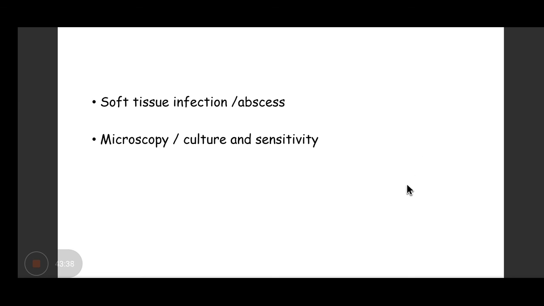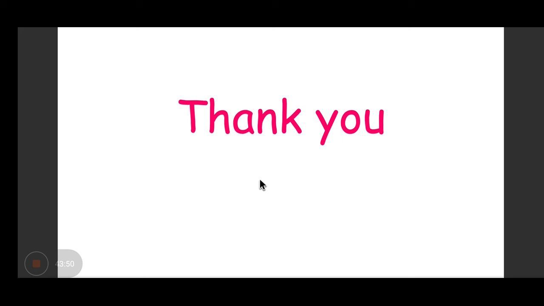soft tissue infection, pus culture or swab culture or something, right? Or if the patient is saying he is suffering from pharyngitis or sore throat, then you will take a swab from the throat also and you will send it for culture, right? That's all about it. It must have given you some clue how to proceed for the diagnosis of acute febrile illness.